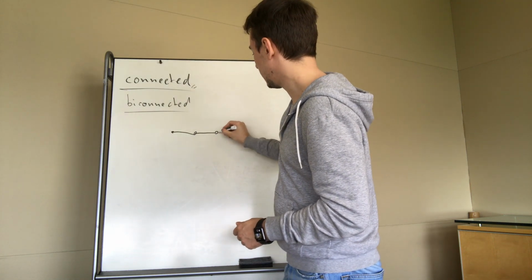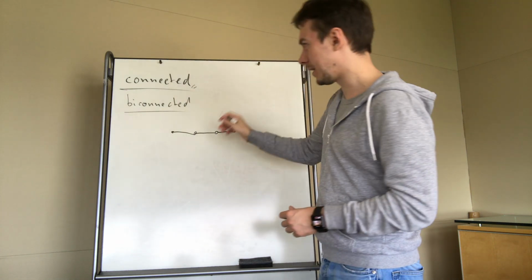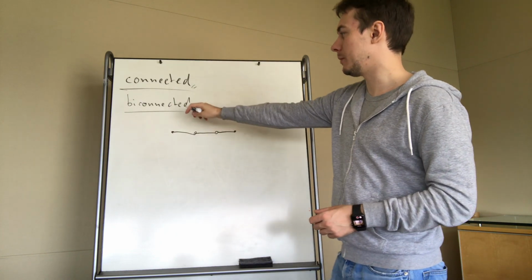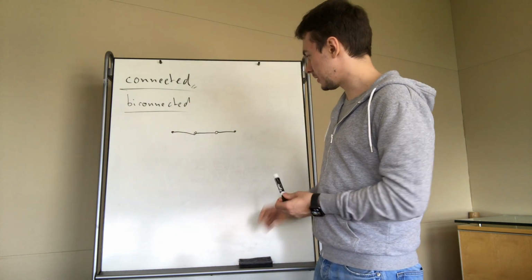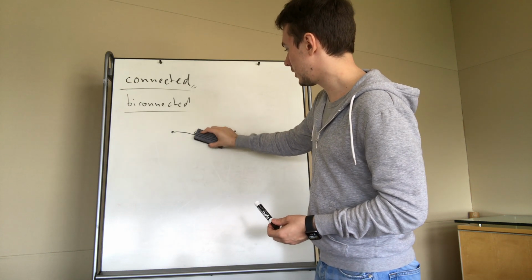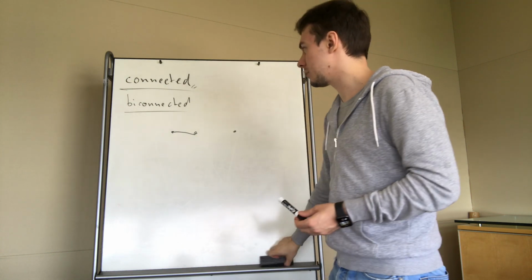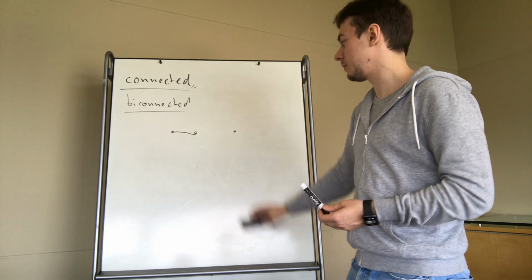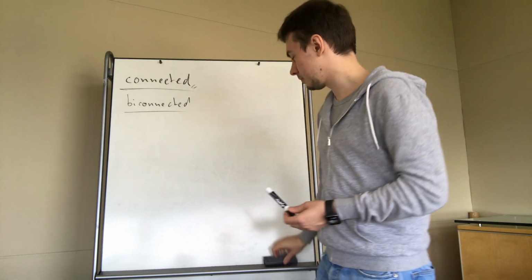This is the example of not biconnected graph. This graph is connected but not biconnected. Let's say we remove this vertex with its edges. As you can see, now it's not a connected graph anymore.